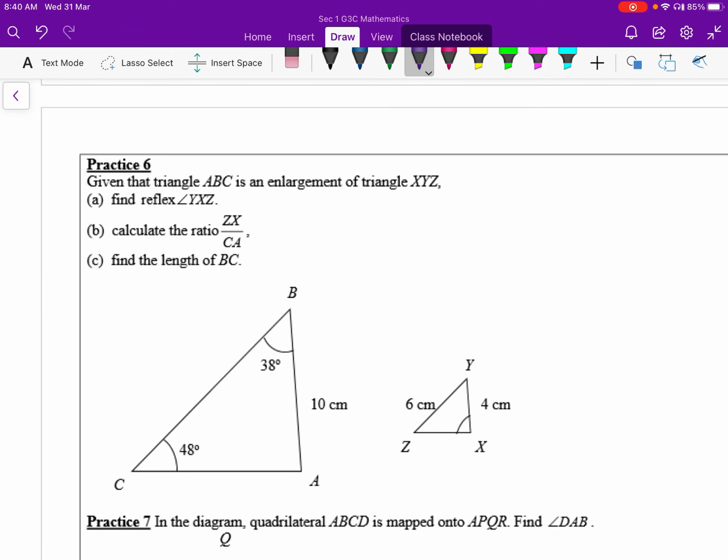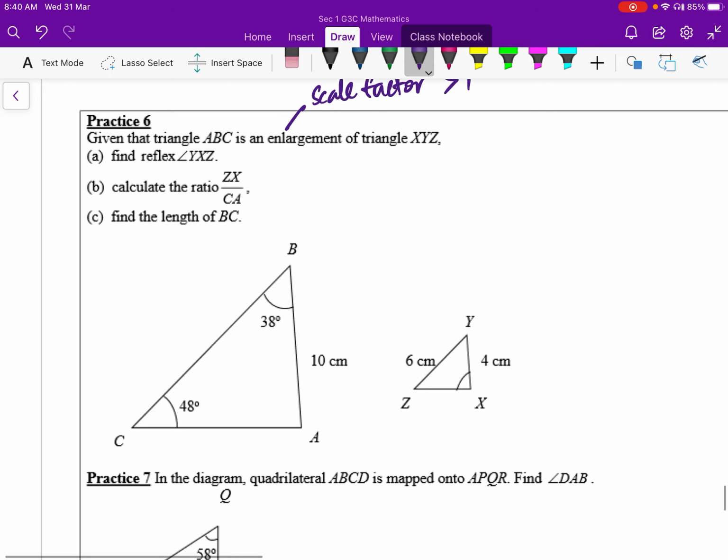So the next one, triangle ABC enlargement. Enlargement means scale factor greater than 1. Okay, so A, B, C, X, Y, Z. It is in order. There is no rotation involved over here. So find reflex Y, X, Z. Reflex angle Y, X, Z. Y, X, Z must be reflex.